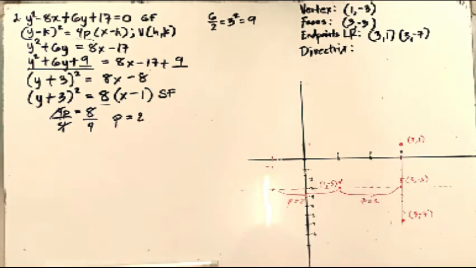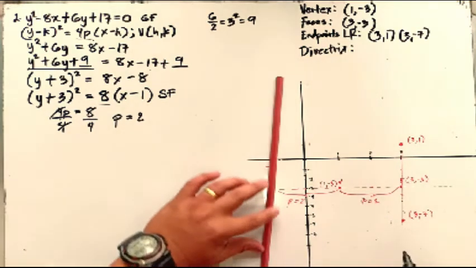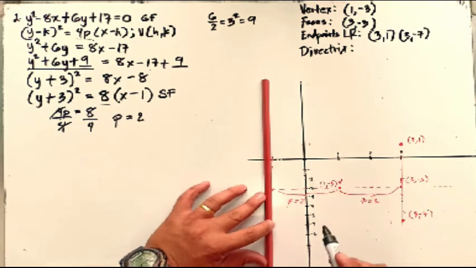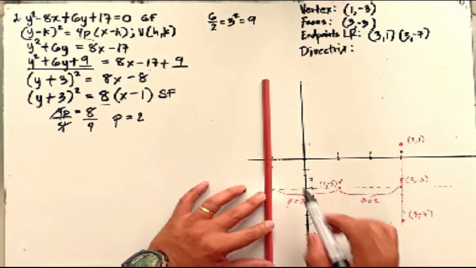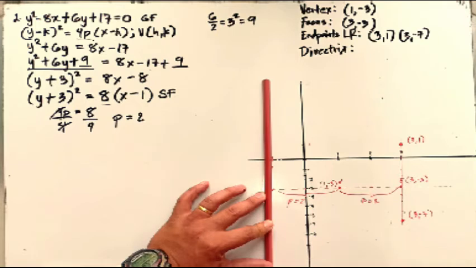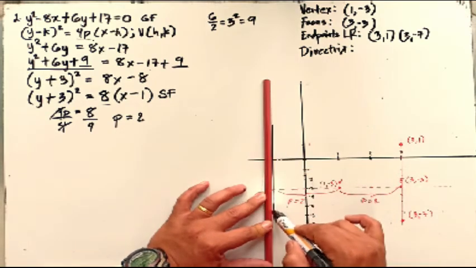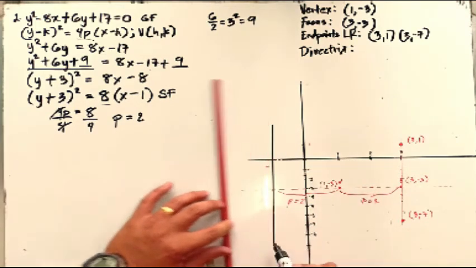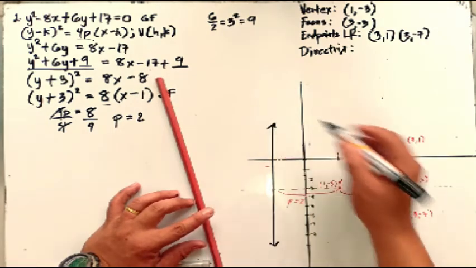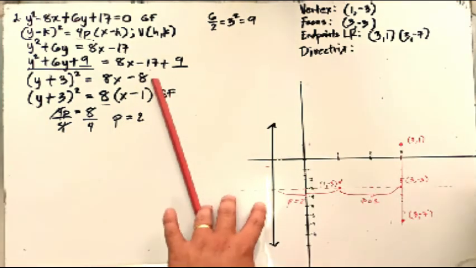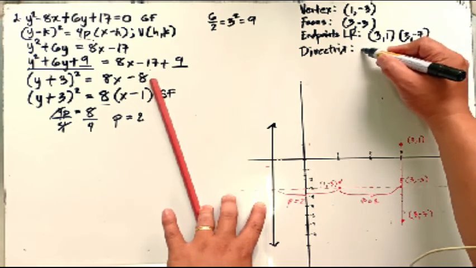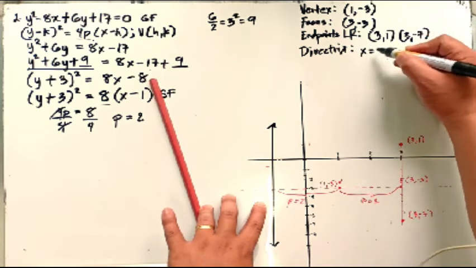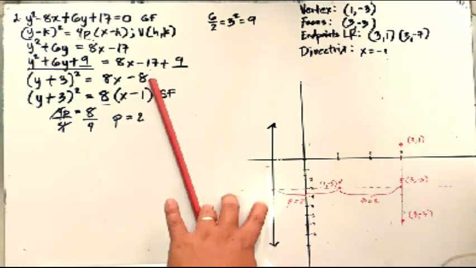The question is, where is the directrix? The line which is perpendicular to your axis of symmetry that passes through that point is now the so-called directrix. And your directrix is the line x is equal to negative 1.